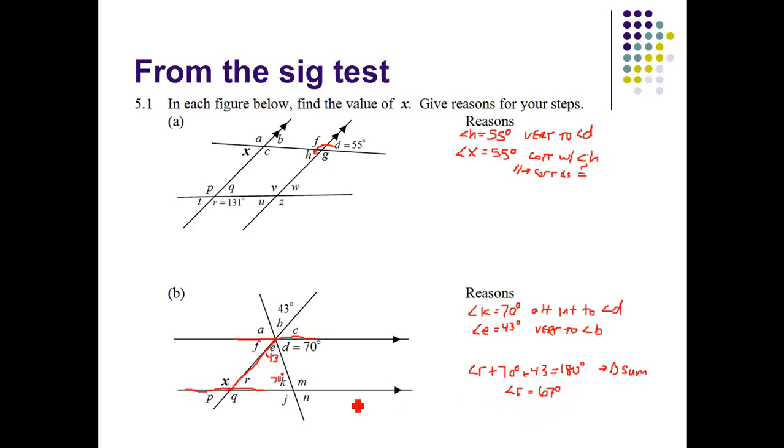Well, if angle R is 67, angle X and angle R are a linear pair, so angle X equals 113 degrees because angle X and angle R are a linear pair.